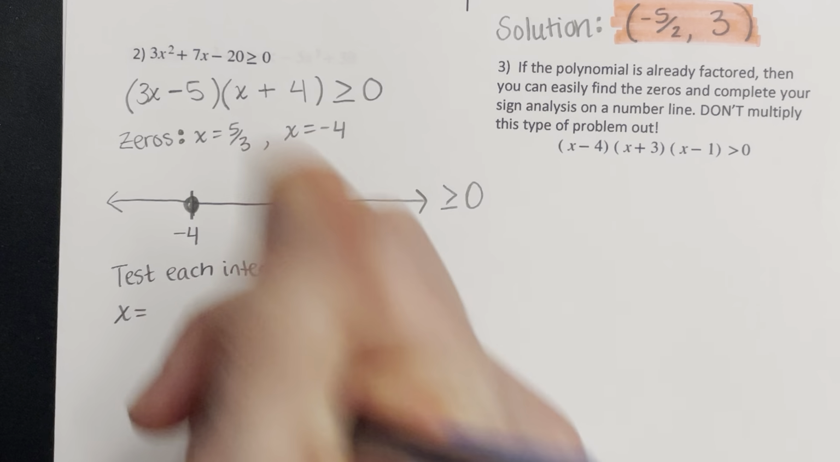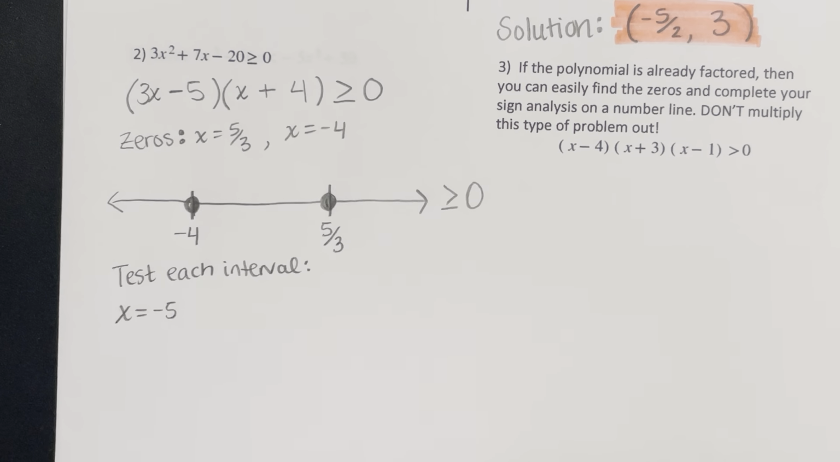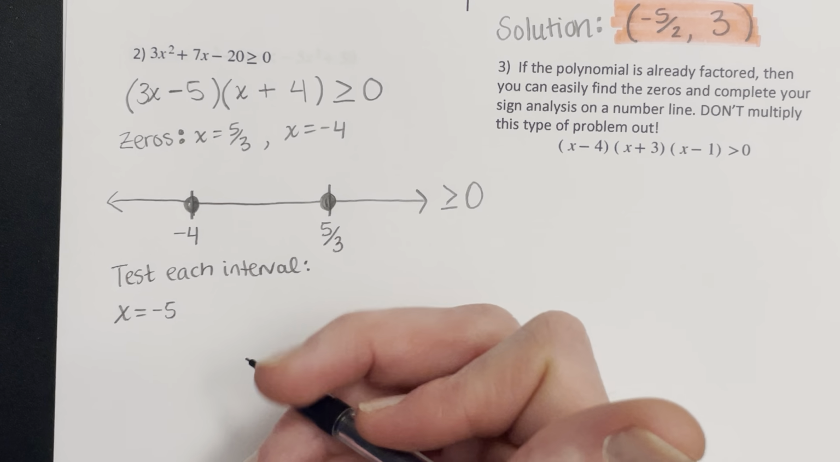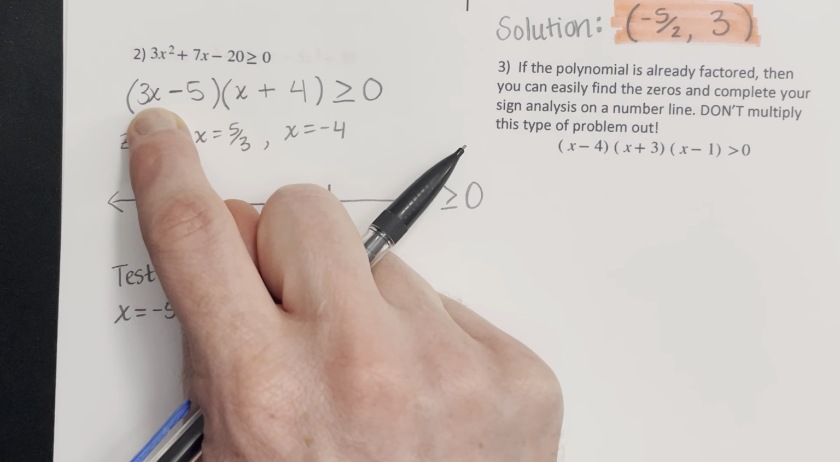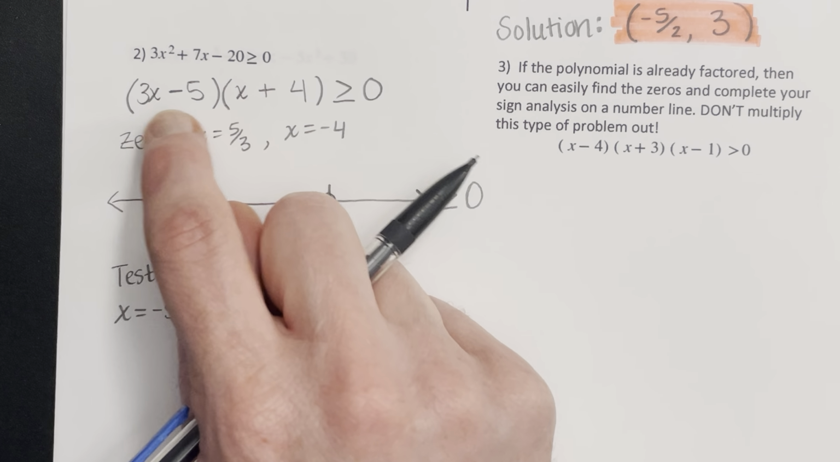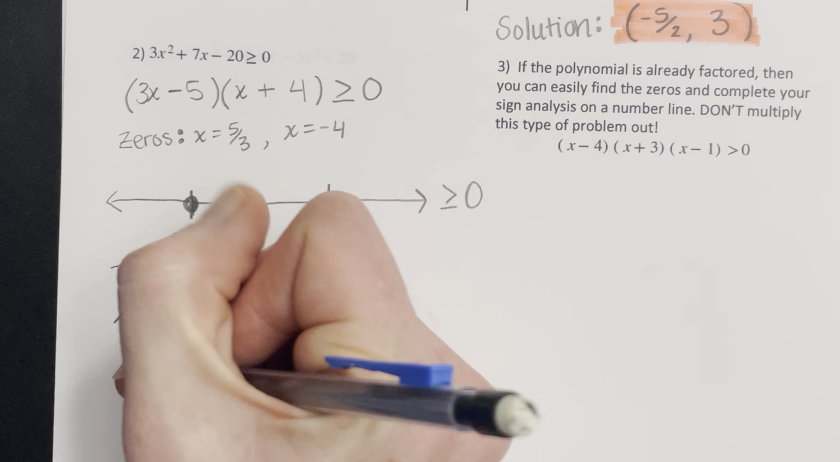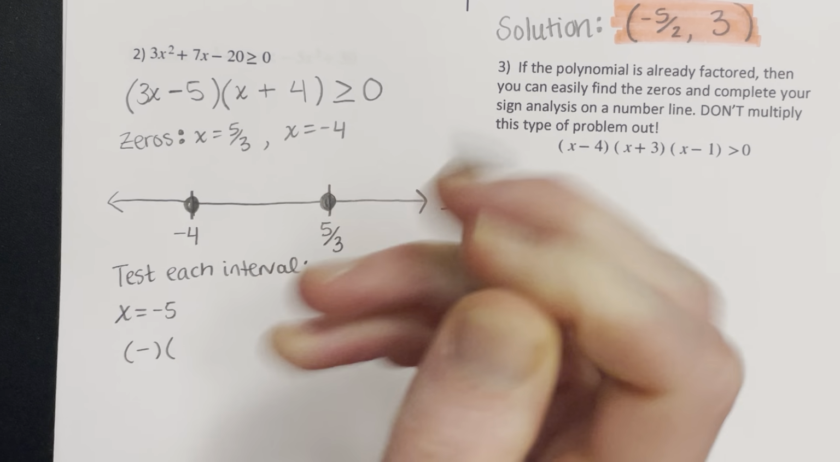So I can pick something like -5. -5 is to the left of -4. I don't always show every single part of this. I just start plugging these things in. So negative 5 times 3 is negative 15. Negative 15 minus 5 is negative 20. So I have a negative number.